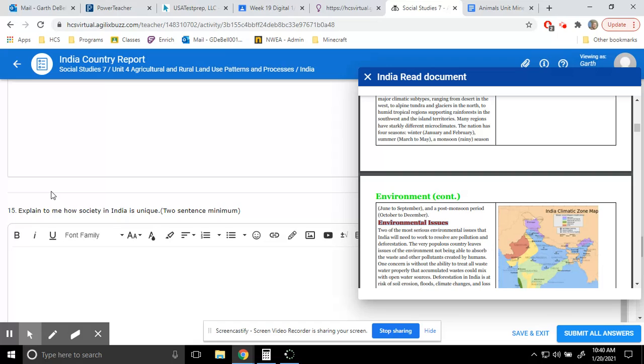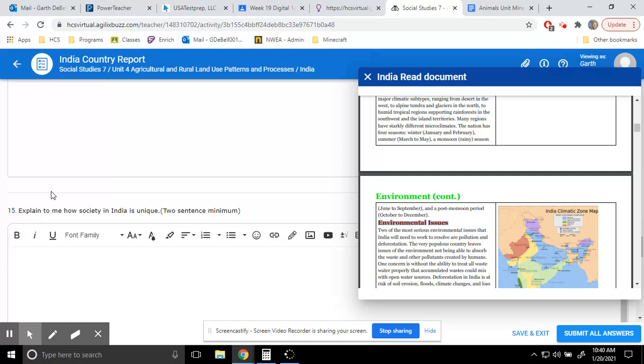Explain to me how society in India is unique. All right, this is another one that I changed. Before, it was just "tell me a little bit about society." One, I put a 2-sentence minimum on this one as well, because you can't tell me about a society in a sentence. It's not possible.